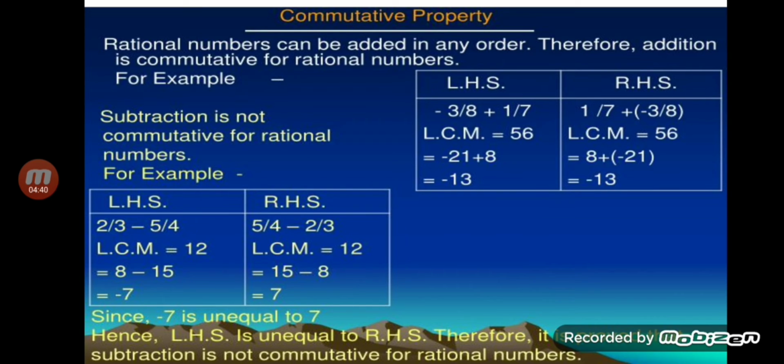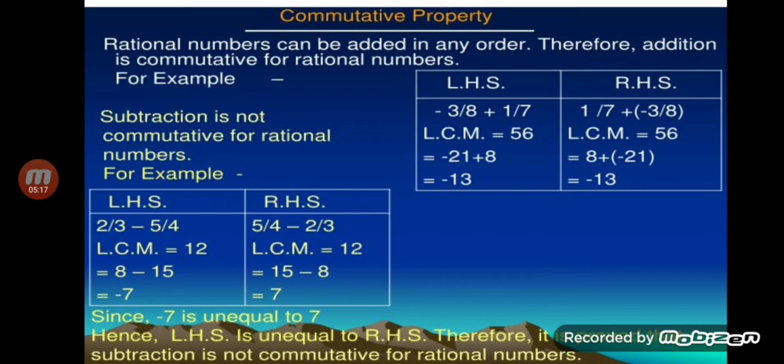Next, commutative property. Rational numbers can be added in any order. Therefore, addition is commutative for rational numbers. For example, a plus b is equal to b plus a. We can reverse and add, and we'll get the same sum. For example, we'll take a as minus 3 by 8 and b as 1 by 7. Then a plus b will be minus 3 by 8 plus 1 by 7. It is LHS. RHS is b plus a, that means 1 by 7 plus minus 3 by 8.